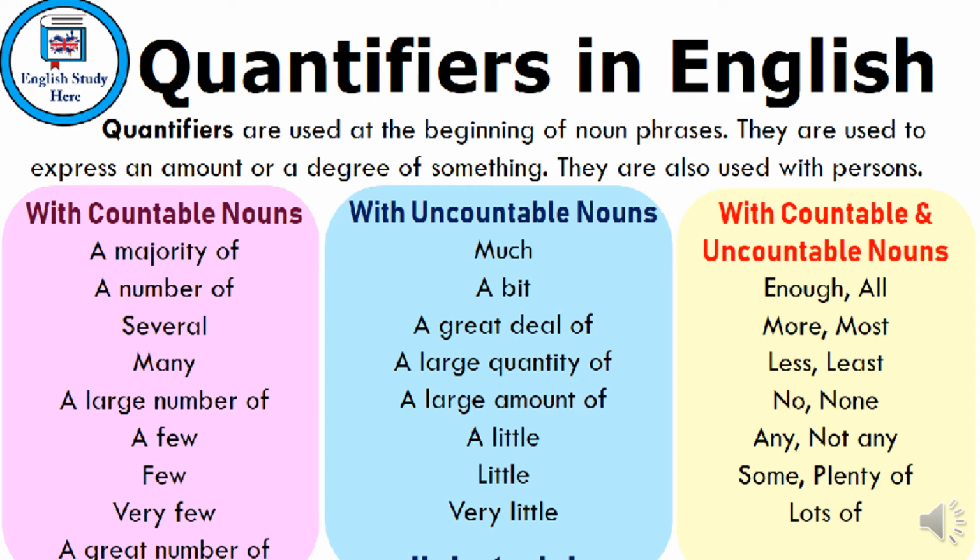A majority of, a number of, several, many, a large number of, a few, very few, a great number of. These are the determiners which are used with countable nouns. Much, a bit, a great deal of, a large quantity of, a large amount of, a little, very little are used with uncountable nouns. Enough, all, more, most, less, least, no, none, any, not any, some, plenty of, and lots of go with countable and uncountable nouns.